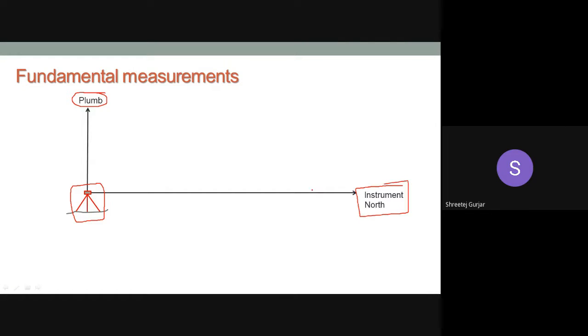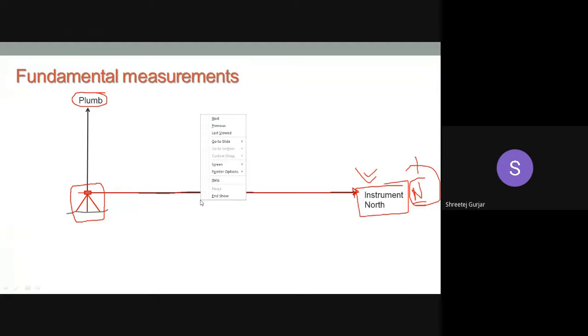Or what we can do is take the magnetic north. Suppose this is the magnetic north. We look through this particular telescope and set it such that it is exactly in line with the north. We set the instrument to the north direction. That is also called the instrument north. After setting up and leveling, we align the telescope in the direction of the magnetic north.